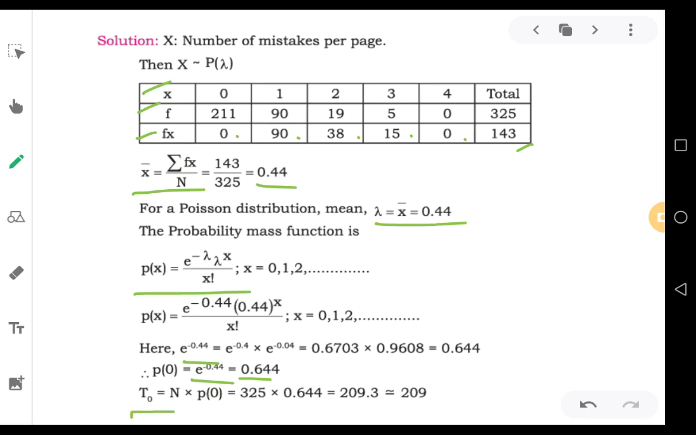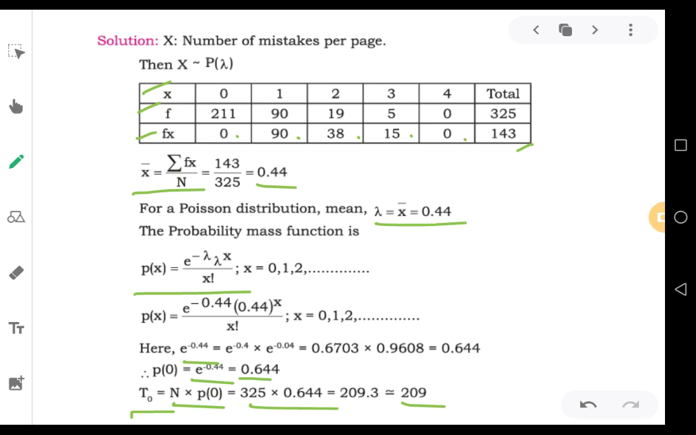To get the first theoretical frequency term, you can multiply the P0 with n. n multiplied with P0. Just like in the binomial distribution, where P0 into n is equal to T0, the same method is applied here. Therefore n into P0 equals 325 into 0.644. That means you will get 209.3, that can be 209. So you got the first theoretical frequency term, that is T0. And from here on you should calculate T1, T2, T3 and T4.